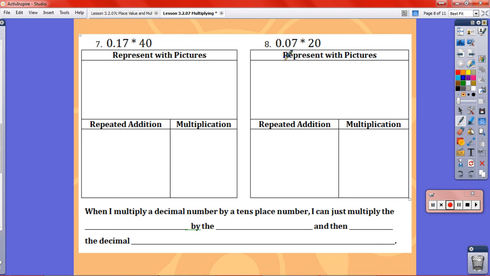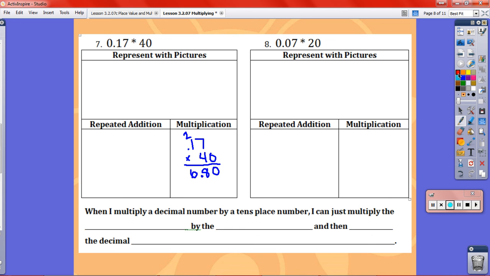Hundredths are going to be similar. This time I'm going to do the multiplication first. This is 17 hundredths times 40. So let's put my 0 down. 7 times 4 is 28, carry the 2. 4 times 1 is 4 and 2 is 6. Now we're dealing with hundredths, so I need hundredths in my problem, so it should be 6.8.